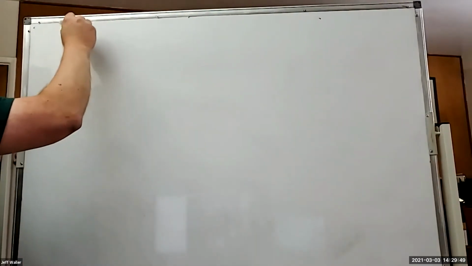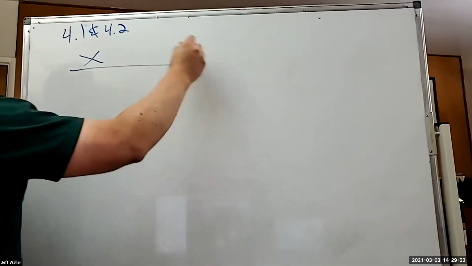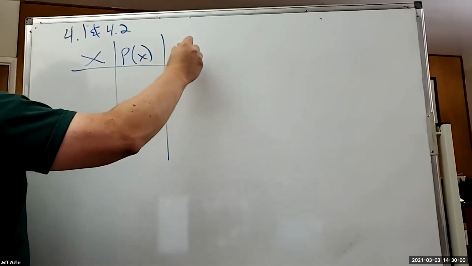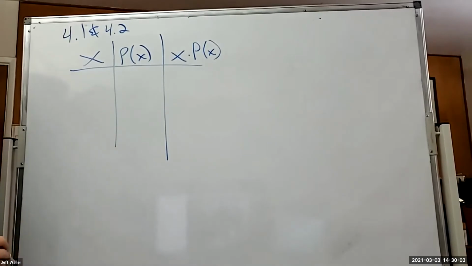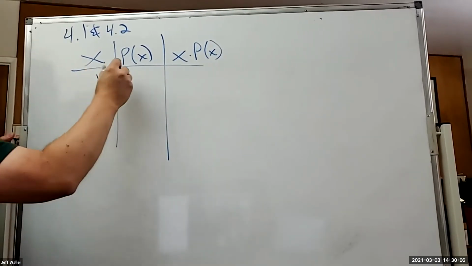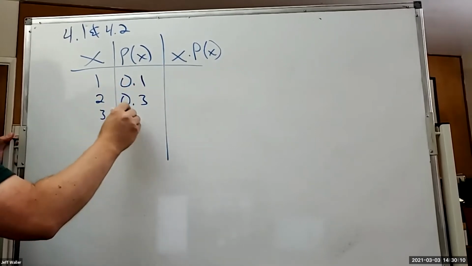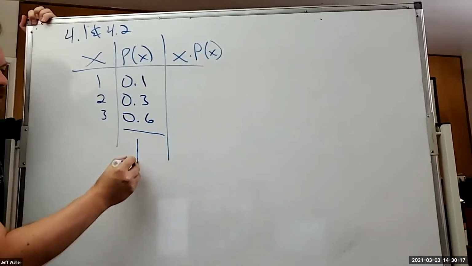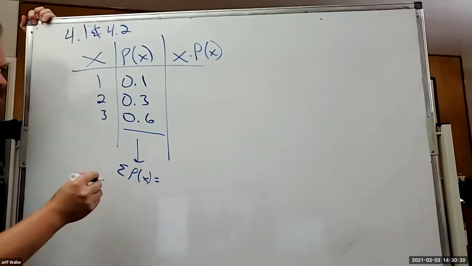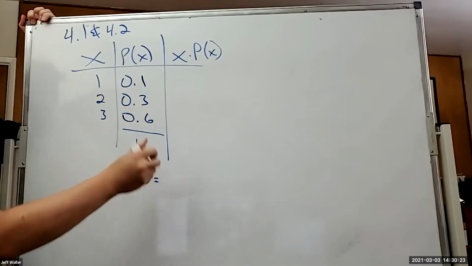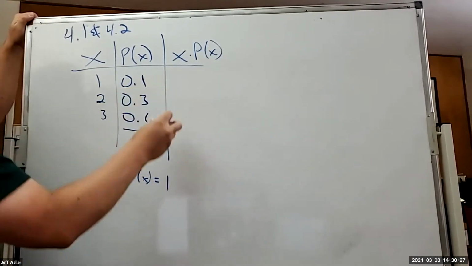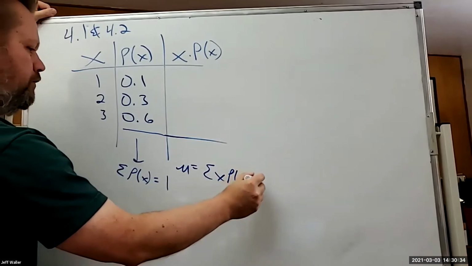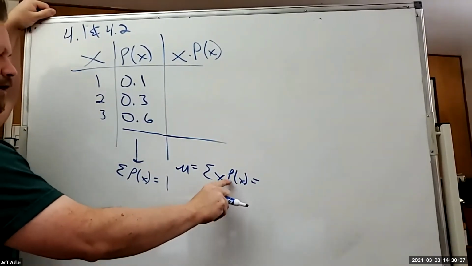So 4.1 and 4.2 deal with if I give you data like this, right? So then you have to do x times p of x. A real quick example, you can do it, Jeff, right? What do these have to sum up to be at least close to? 1. Thankfully, these two add up to be 1. How do I calculate the mean? The mean is going to be the sum of those guys, the value times the weight.